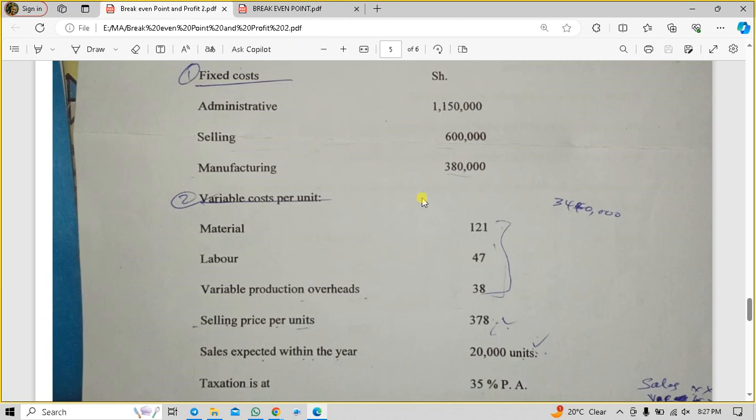So sales, tumesema we are taking 378 times 20,000. Variable costs, unachukua material itakuwa 121 times 20,000. Labor is also a variable cost, 47 times 20,000. Then variable production overheads ni 38 times 20,000 as well.